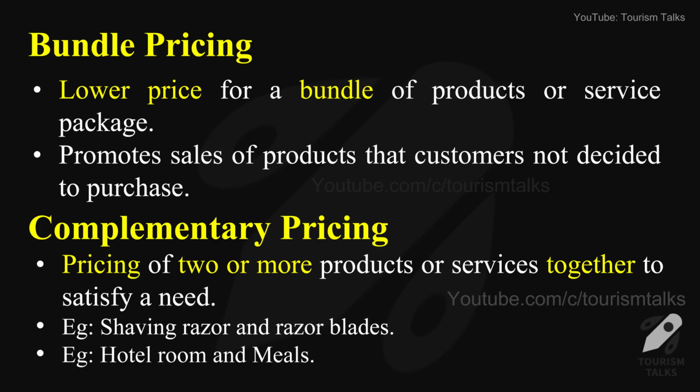Complementary pricing. This method uses pricing of two or more products and services together to satisfy a need. Example, shaving razor and razor blades. Example, hotel room and meals.